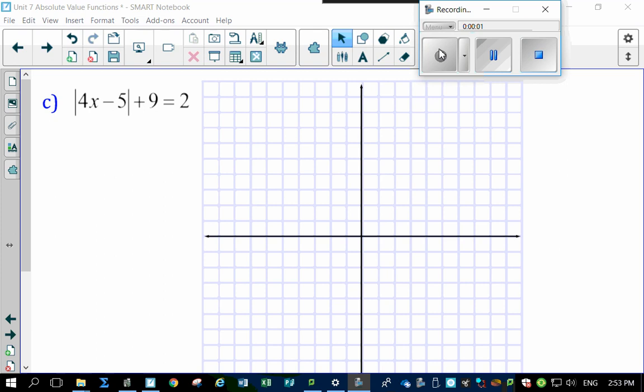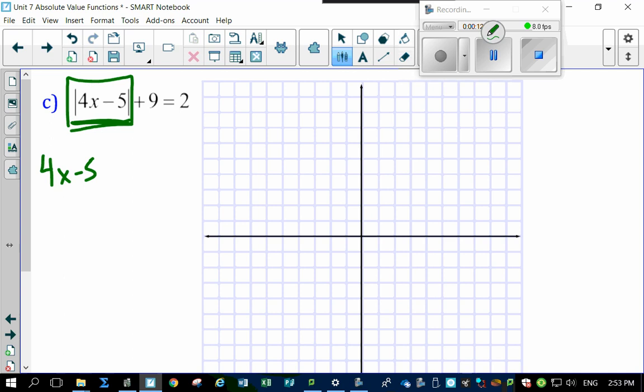This looks really tough, doesn't it? It's not. Just like radicals, isolate this. Make sure that this is on its own. So |4x - 5| has to equal something. Get it on its own.